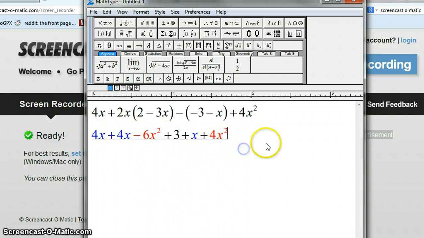Okay, so you see we can combine these terms with this and these terms together, and then this 3 will stay the same. So let's combine those terms. So we have 4x plus 4x, that's 8x, plus 1 more x, that will be 9x. And then we have this plus 3.